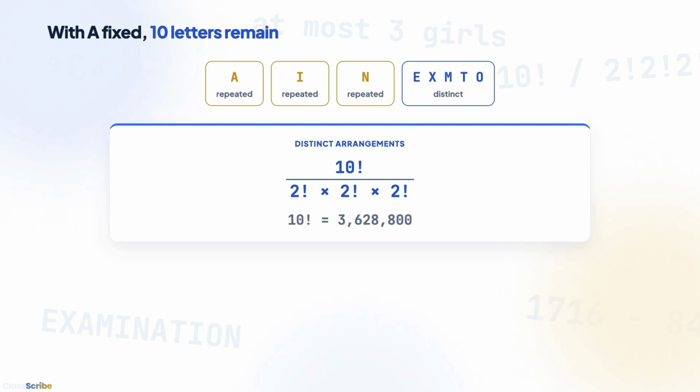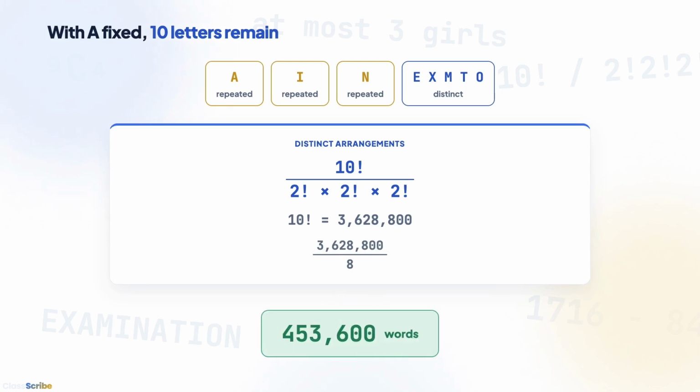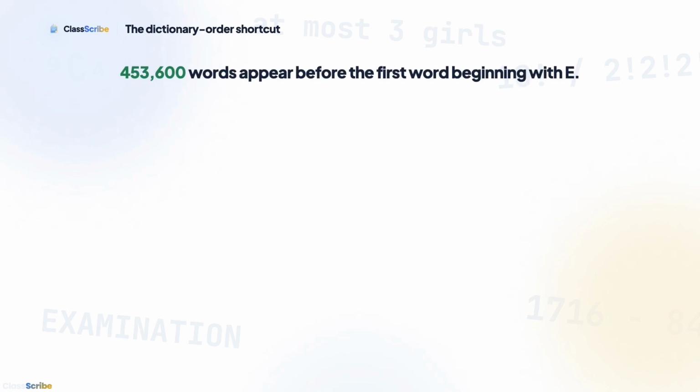10 factorial is 3,628,800. Dividing by 8 gives 453,600. So there are 453,600 words before the first word beginning with E.